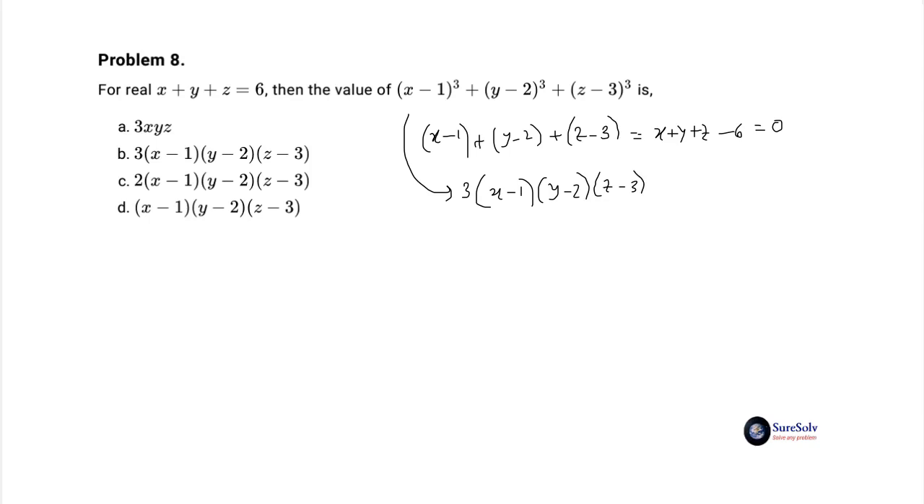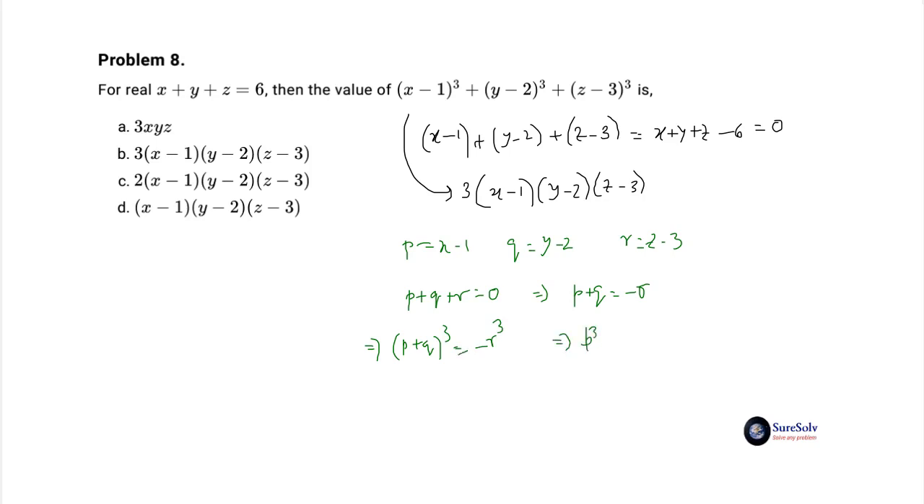This is application of 3 variable zero sum principle, where the compound variables in this case are, say, p equal to x minus 1, q equal to y minus 2 and r equal to z minus 3. So we have p plus q plus r equal to 0 or p plus q equal to minus r. Or p plus q whole cube equal to minus r cube. Or p cube plus q cube plus r cube plus 3pq multiplied by p plus q equal to 0.